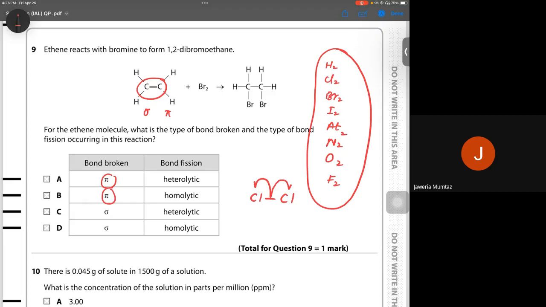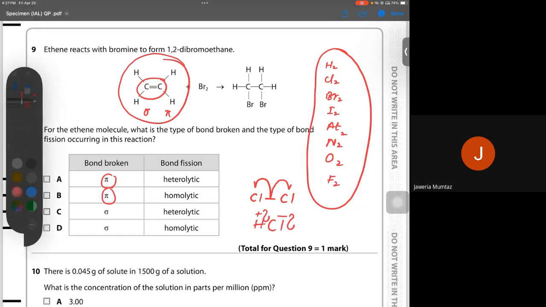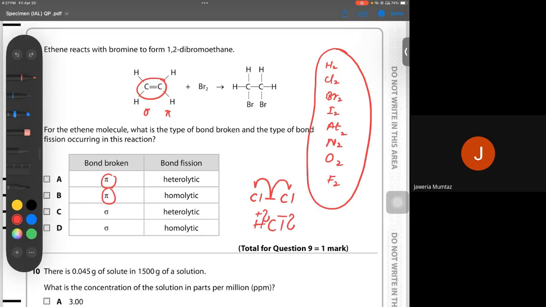But if you have HCl, of course, it's a polar one. Chlorine is highly electronegative, so it's going to attract electrons towards itself. It would be partial negative and the other partial positive. So it's called heterolytic fission. Since this is a polar molecule because it has a double bond, of course it would be heterolytic. So A option is correct.